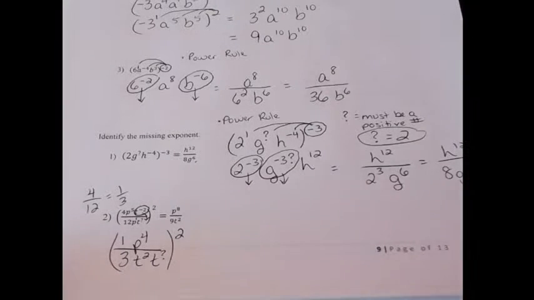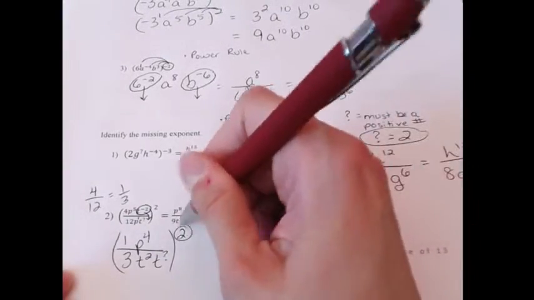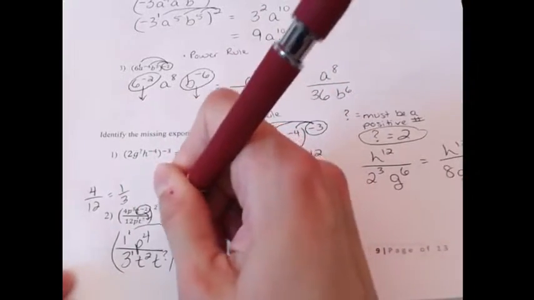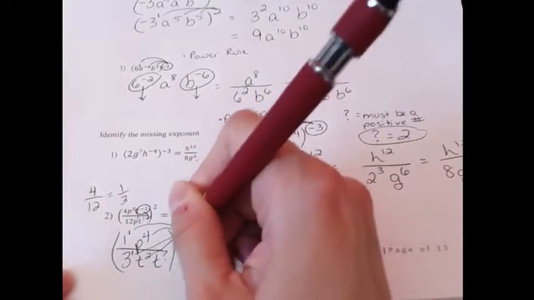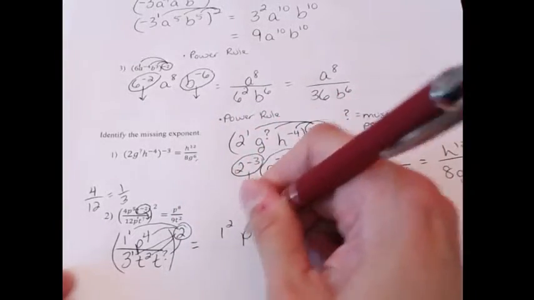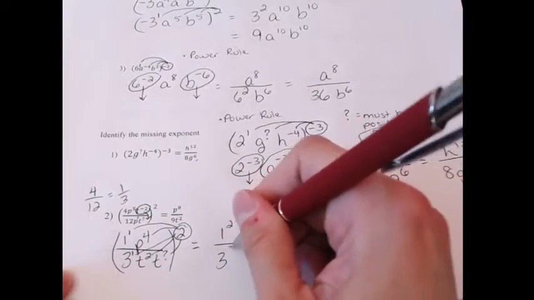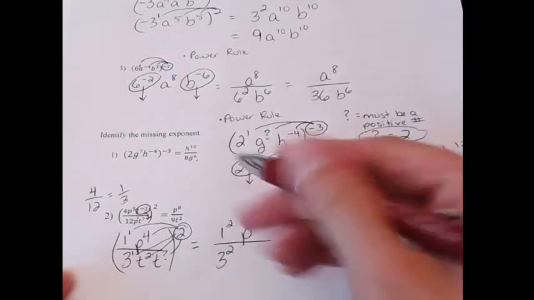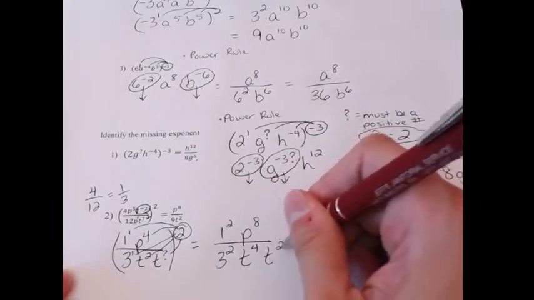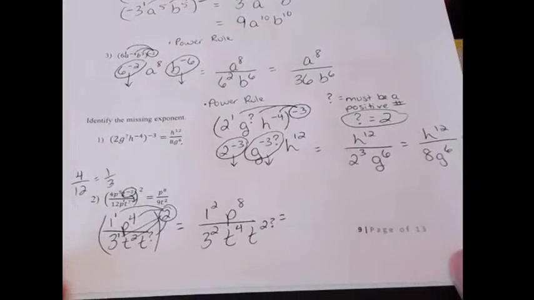Okay, the next thing I'm going to do is I'm actually going to square every piece inside of here, which means power times power. So I've got power times power, power times power, again, again, again. That leaves me with 1 squared, p to the 4 times 2, which is 8, 3 to the 1 times 2, which is 2, t to the 2 times 2, which is 4, and then t to the question mark times 2, which is 2 question mark.